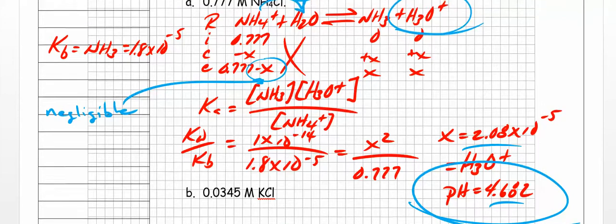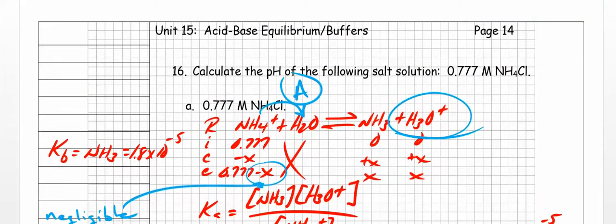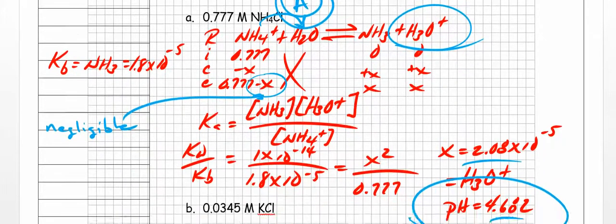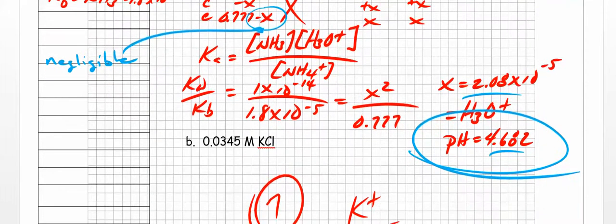Now, did that jibe with our initial belief about whether it was acidic or basic? Let's go back up and look. Yep, we said it was going to be acidic. It was indeed acidic. The pH we calculated to be 4.682, which is acidic, obviously, so we're on the money.